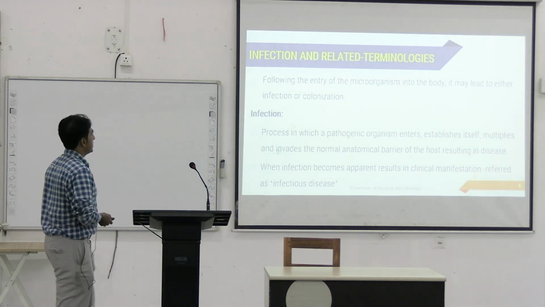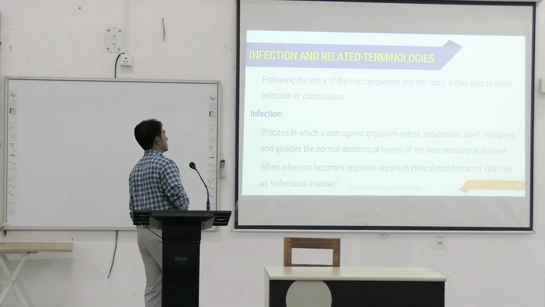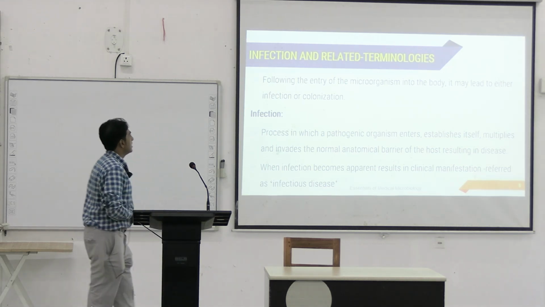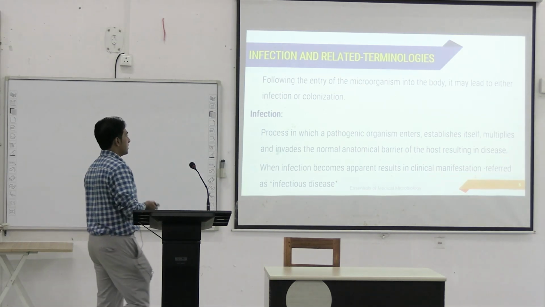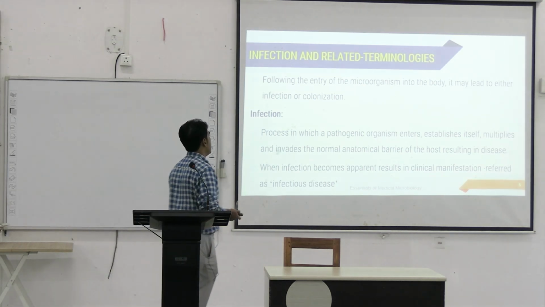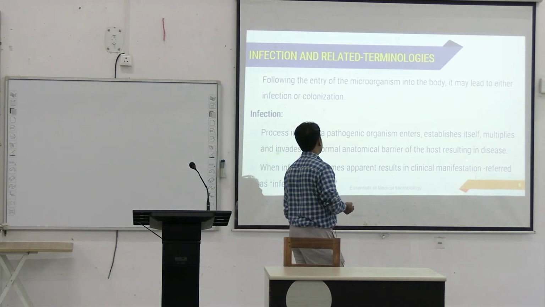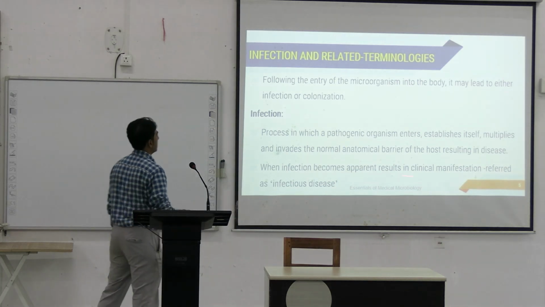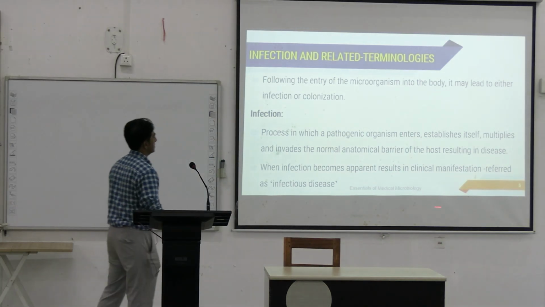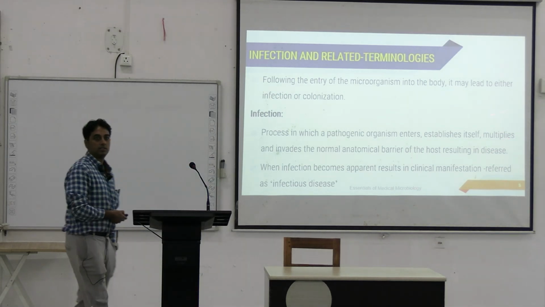What is following entry of the microorganisms in the body? It may lead to either infection or colonization. Infection ki? This is a process in which a pathogenic organism enters, establishes itself, multiplies and invades the normal anatomical barrier of the host, resulting in disease. When infection becomes apparent, results in a clinical manifestation referred as an infectious disease. So, please carefully note all these words.